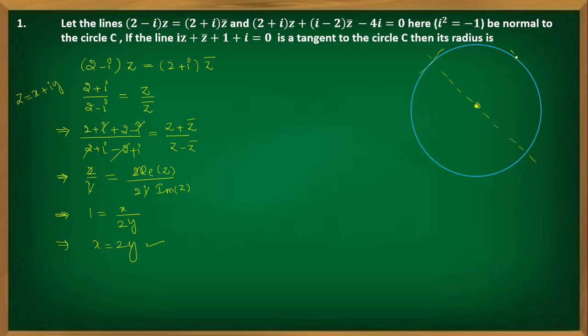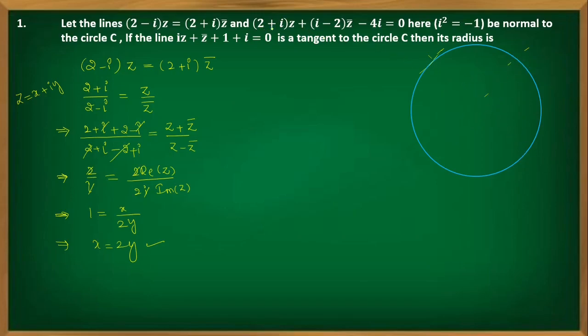So it is given that two normals are given to you. If two normals are given, if you solve them, you will get the center of the circle. You know, the point of intersection of normals is the center of the circle. So with the help of these two normals, you can find out the center of the circle. Now let's see the second line.